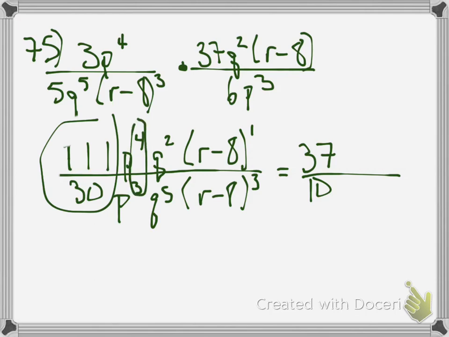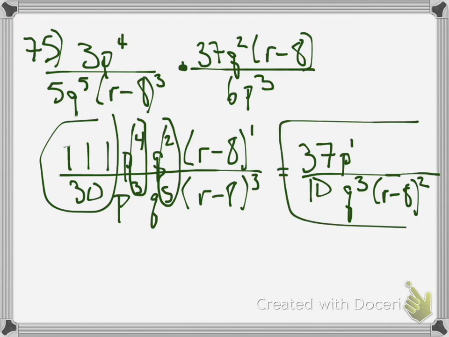4 minus 3 is 1. So that means that's P to the 1. And since it's the bigger number on top, it stays on top. 2 minus 5 is negative 3. But since it's negative, I got to move it down to the bottom. So that would be Q cubed. 1 minus 3 is negative 2, so that means I would move it down to the bottom and say R minus 8 squared. And that's it. There's your answer. Bada bing, bada boom. Not that bad, right?